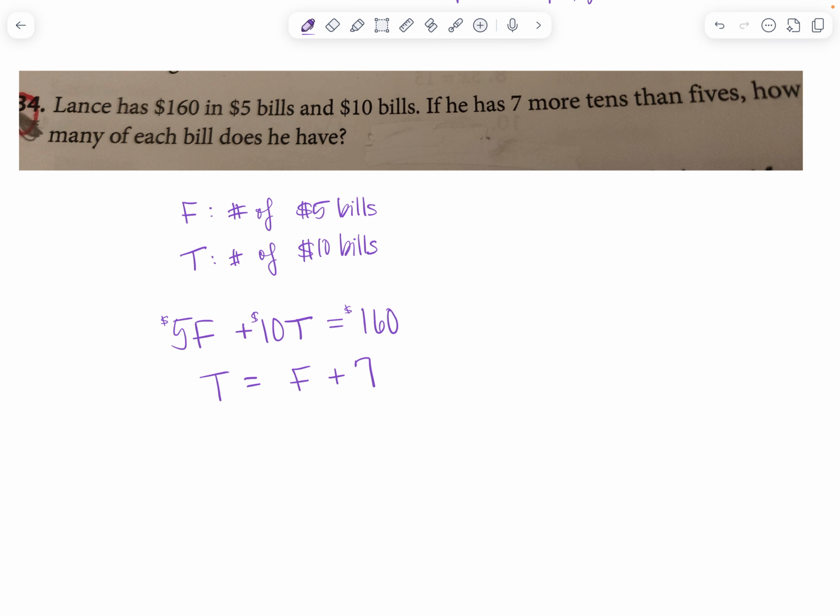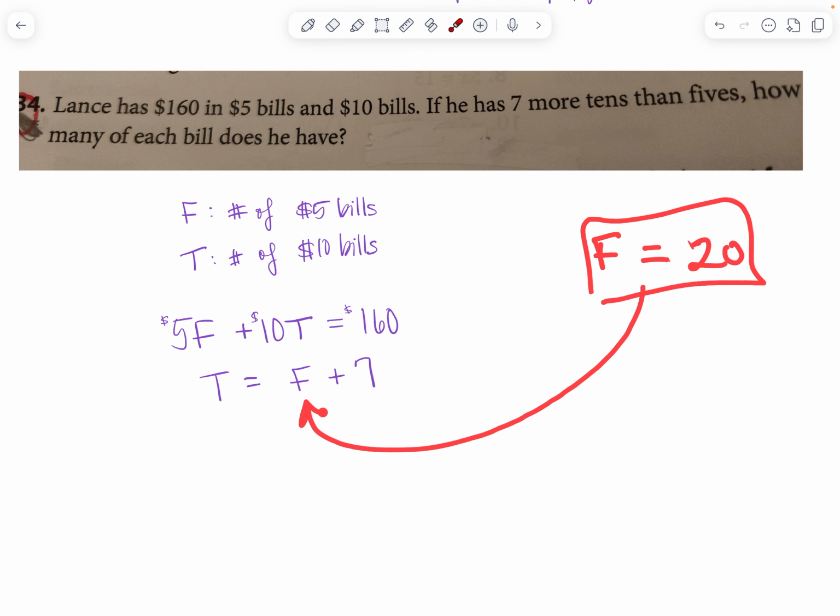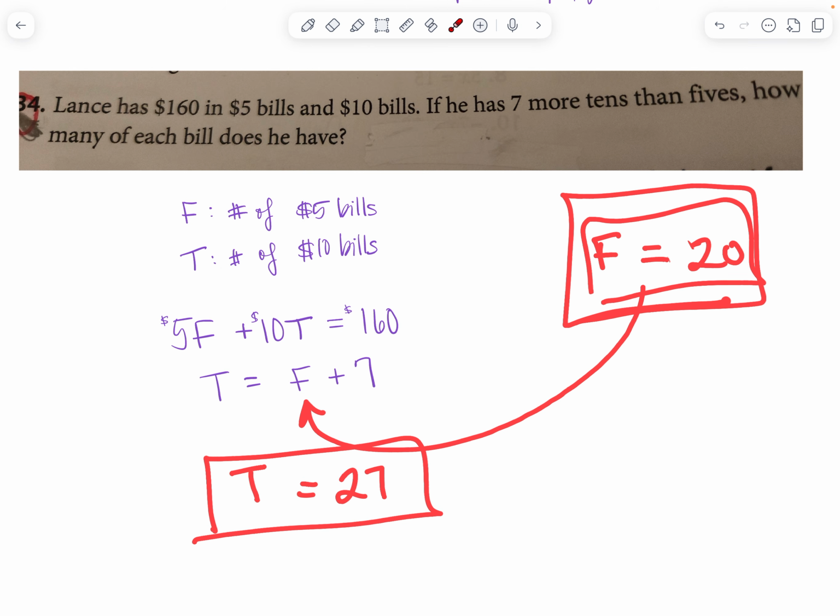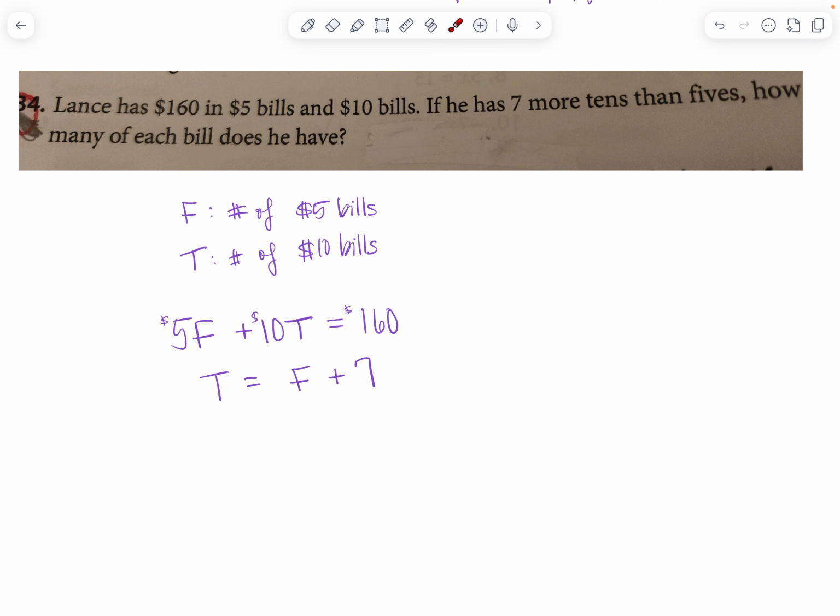Now, if that doesn't make sense to you, if this is one that you would want to do in a different way, then just pick a number, plug it in, and see if it makes sense. So, for instance, if I said my F is going to equal, I don't know, 20. Well, if I plug that in, that's going to be 20 plus 7, which is 27, is equal to my number of 10s. Does that show that I have 7 more 10s than 5s? And I do in that case. So you can always plug in a little number just to make it make sense.